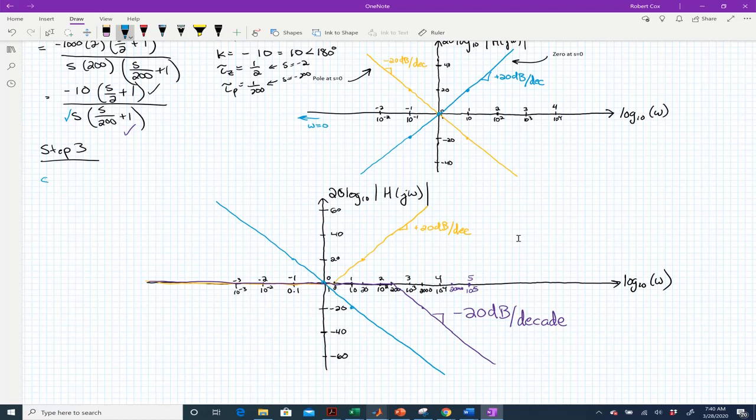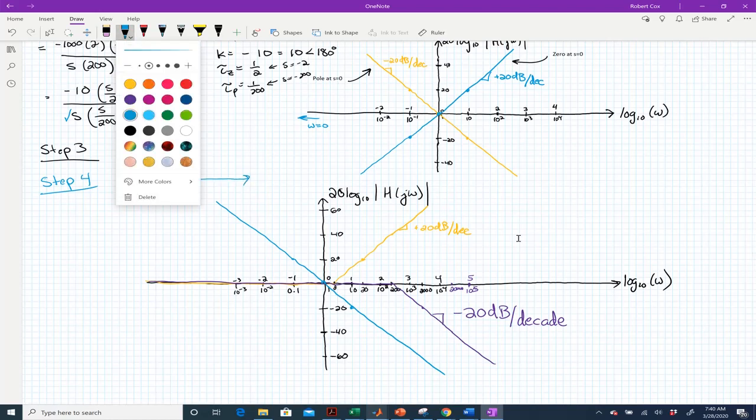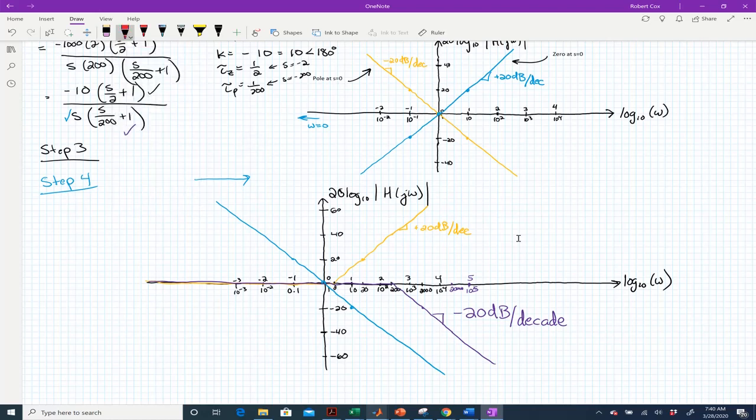Now I get to my step 4. Step 4 is to add the contributions of each of these individual guys, moving from left to right. Let me do that with red. If I start right here, let's say at 10 to the minus 3, I have 0 plus whatever this is. So obviously this guy dominates, so I'm going to draw it over top of this. And I'm going to follow this guy until I get to omega equal to 2.